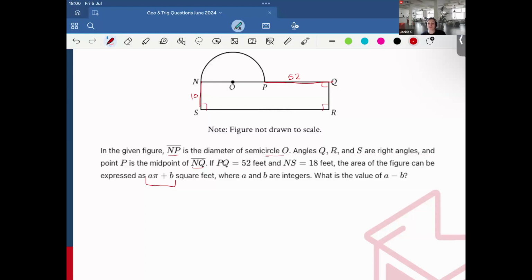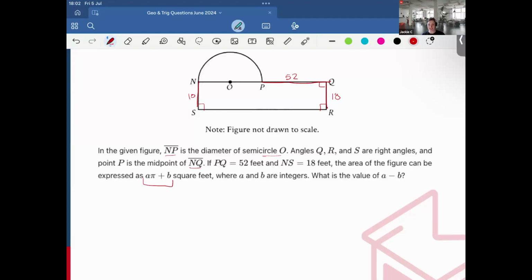Okay, so first, I would know just that this is also 18. And then the next thing I would do, I know that point P is the midpoint of NQ, which means that this whole length would also be 52, which would mean that the radius of the semicircle is 26. So let me put this is 26 and this is 26. And then next I can calculate the area of the semicircle. The area would just be pi r squared, but divided by 2 because it's half of a circle.